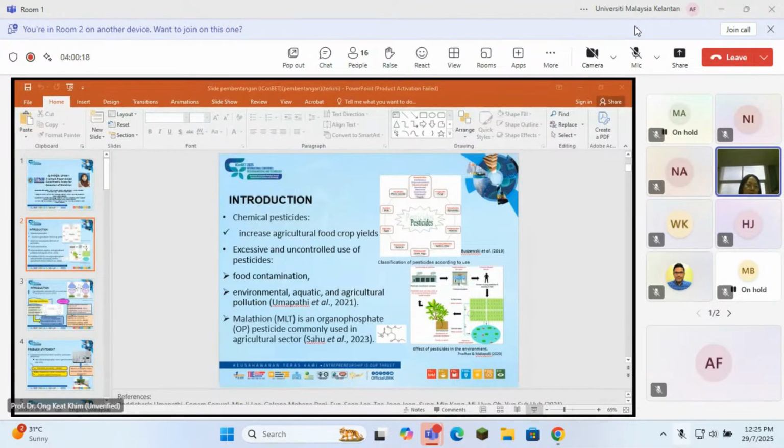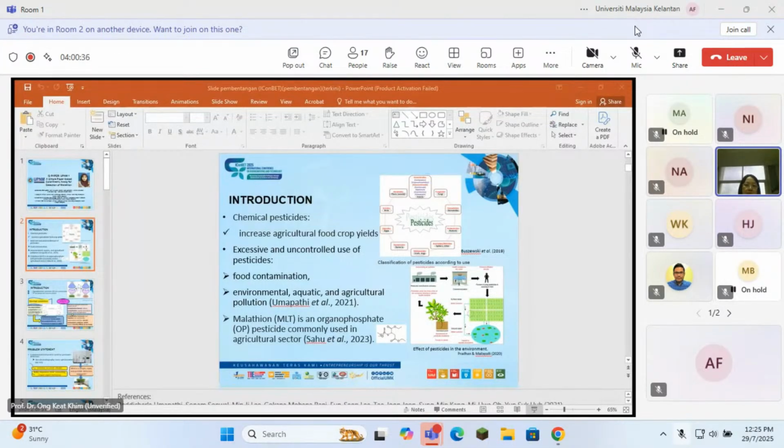As we know, chemical pesticide can increase agricultural food crop yield, but excessive and uncontrolled use of pesticide will cause food contamination, as well as environmental, aquatic, and agricultural pollution. Malathion is an organophosphate pesticide that is commonly used in the agricultural sector.